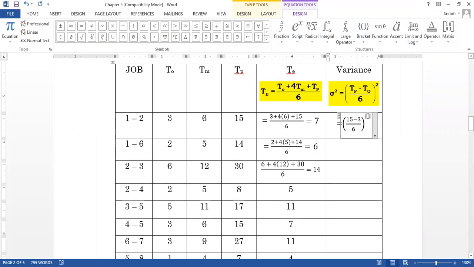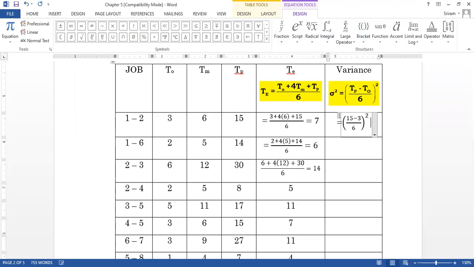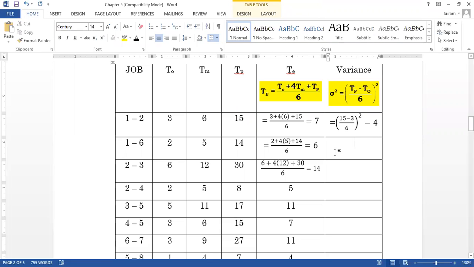Using the calculator, I am going to simplify this. Somebody gave the answer, I think. Let me check. This is 4. Excellent, yes, this is 4. In the same idea, I am going to find the next value. This is 14 minus 2 is 12, 12 divided by 6, 2. So this is 4.